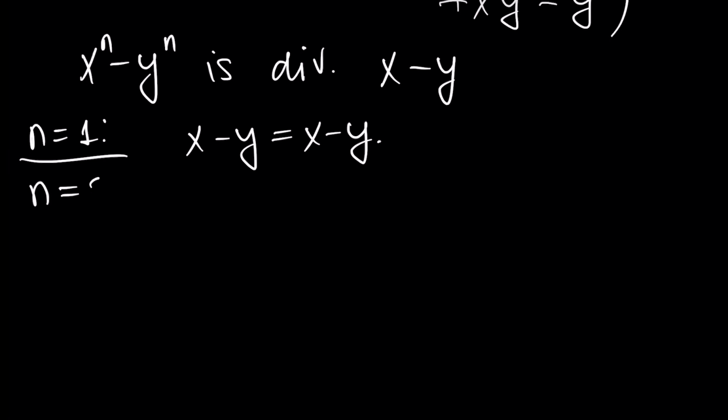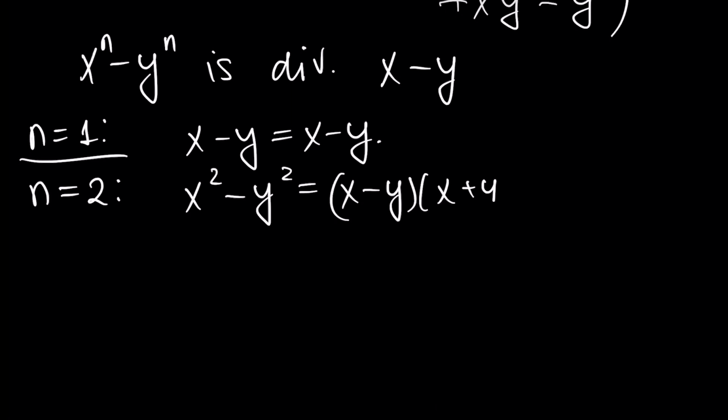Next, when n is equal to 2, we have x squared minus y squared. Again, this is equal to x minus y times x plus y. And this is divisible by x minus y. And we have this representation.